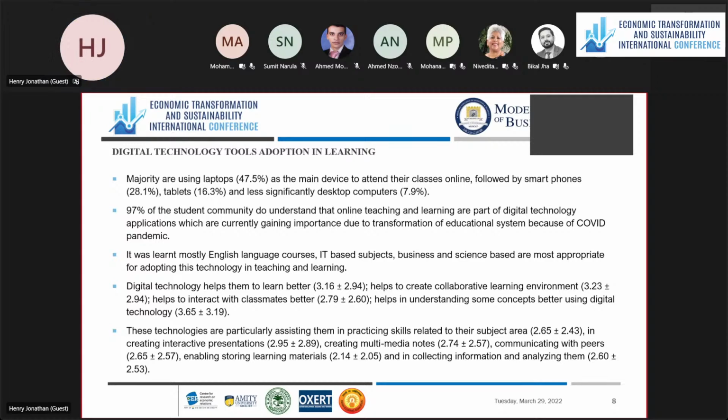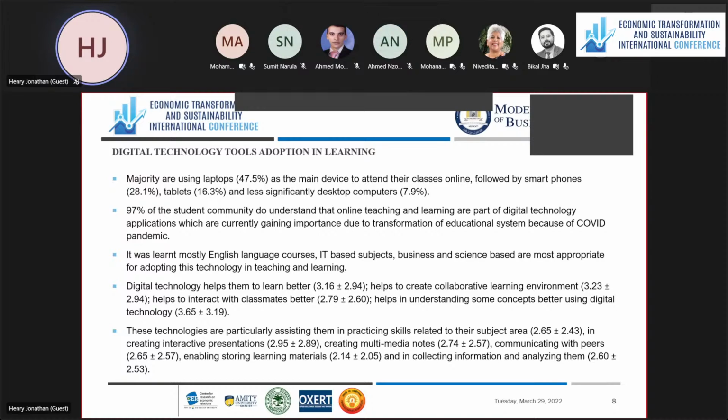And across the questions, specific questions were asked whether digital technologies or tools can be used across all subjects by giving them a list of a range of subjects. Mostly they have given English language courses, IT-based, business and science-based, as most appropriately fitting the technology, whereas there are certain courses or subjects which will be very difficult, like mathematics or calculations, where the digital technology may not be used or the tools may not find a right fit.